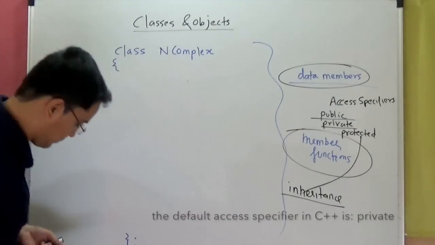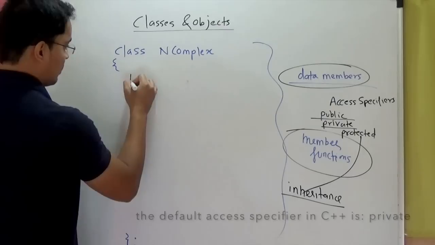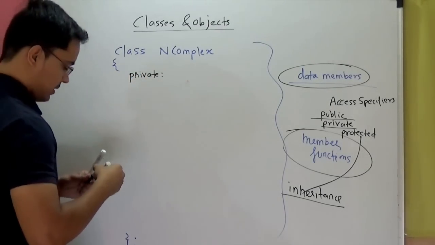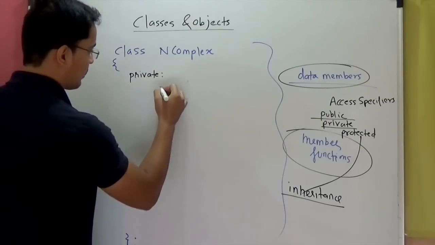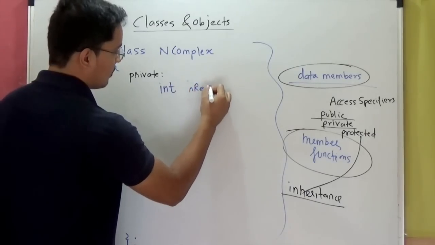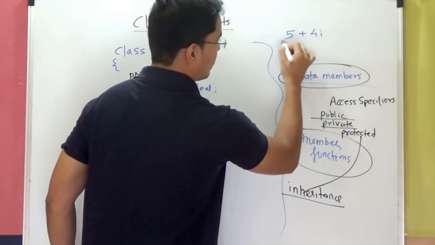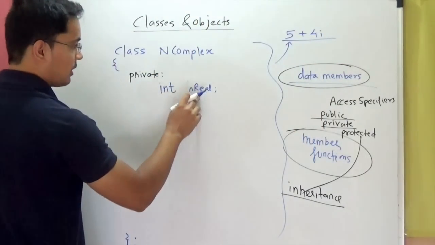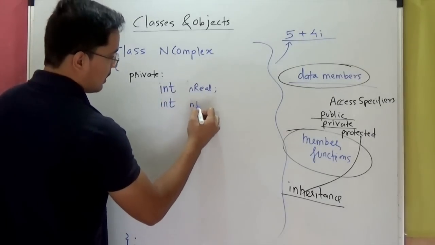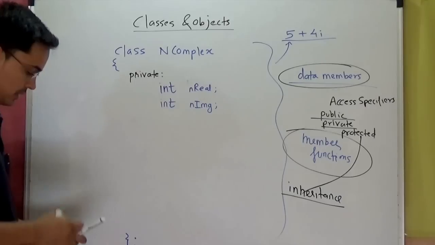So I'm going to declare my data members now. I'll say private, keyword private, colon, and then I'll specify my data members. Both will be of type integer. So I'll say nReal. If this is my complex number, 5 plus 4i, for representing the real part I'm putting integer nReal, and for representing the imaginary part I'll say integer nImaginary. So these two are my data members.